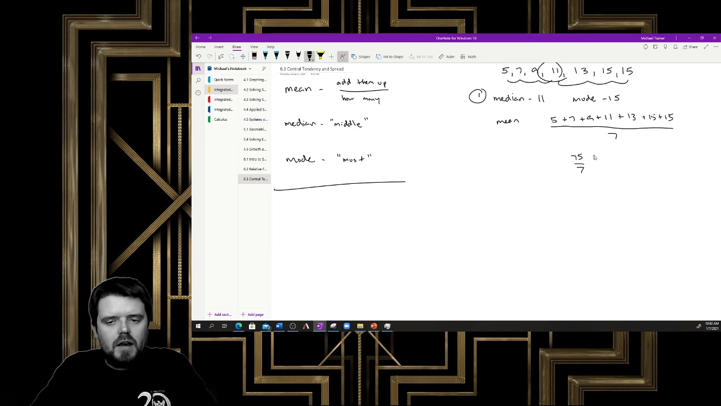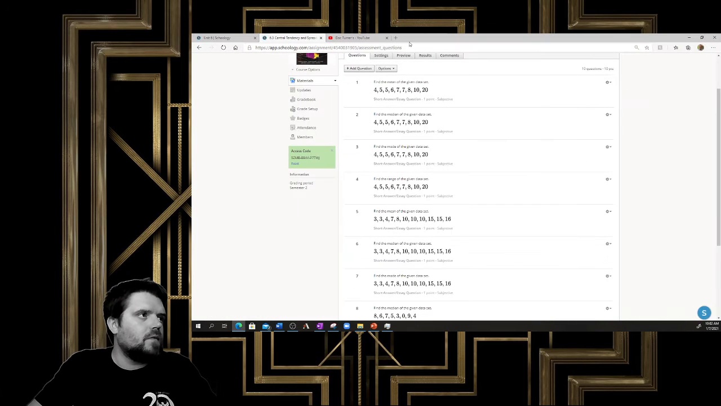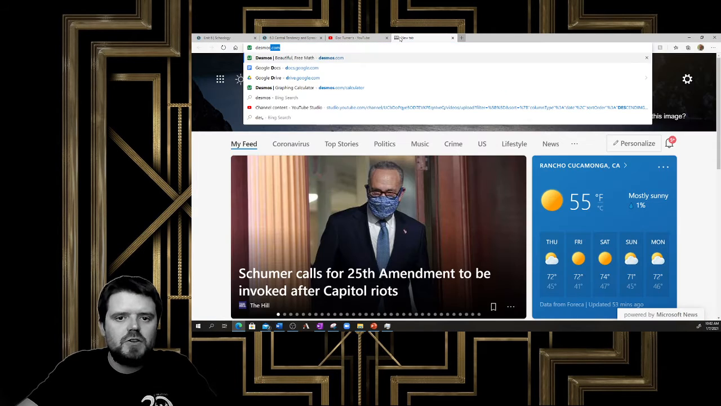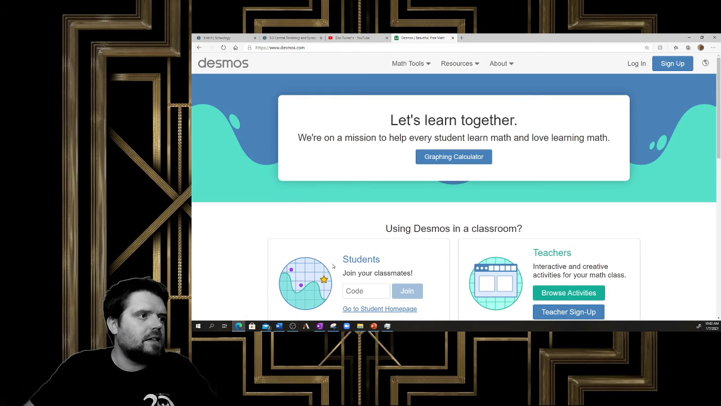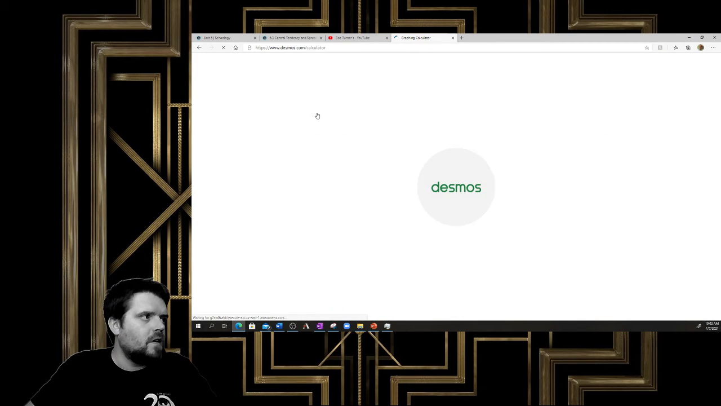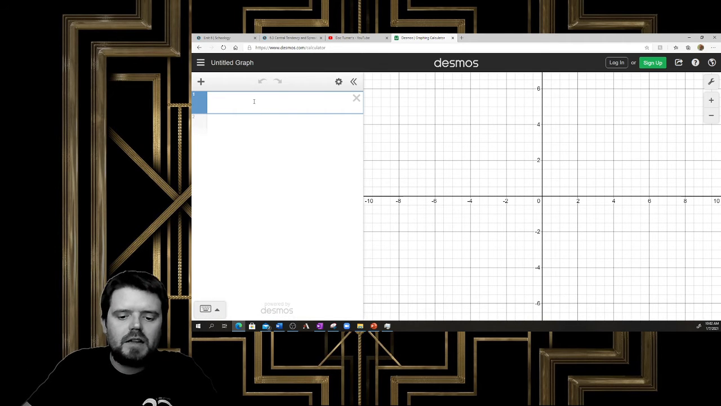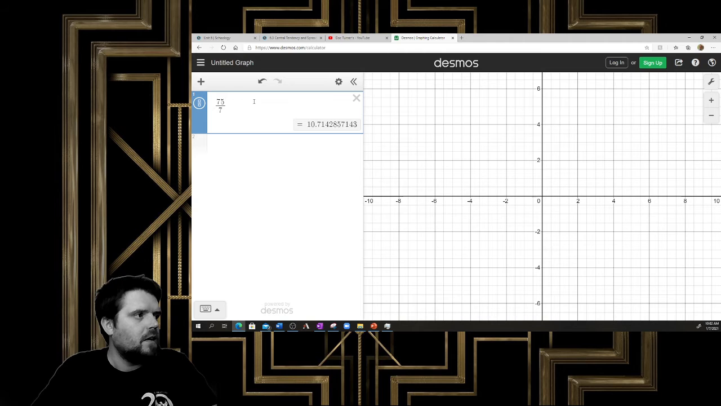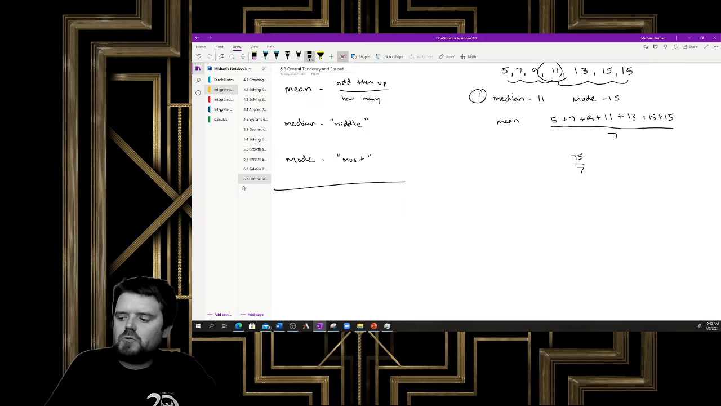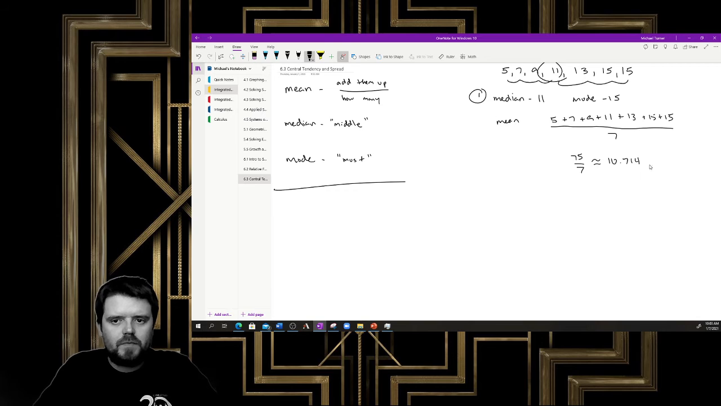Depending on the instructions, it might ask you to leave it as a decimal, or it might ask you to leave it as a fraction. Just for argument's sake, let's pull up Desmos. If the instructions don't specify a certain decimal place, you should always write at least 2. 3 would be better. But let's say I round to 3 decimal places. This would be about 10.714. So that's my mean average. Okay.